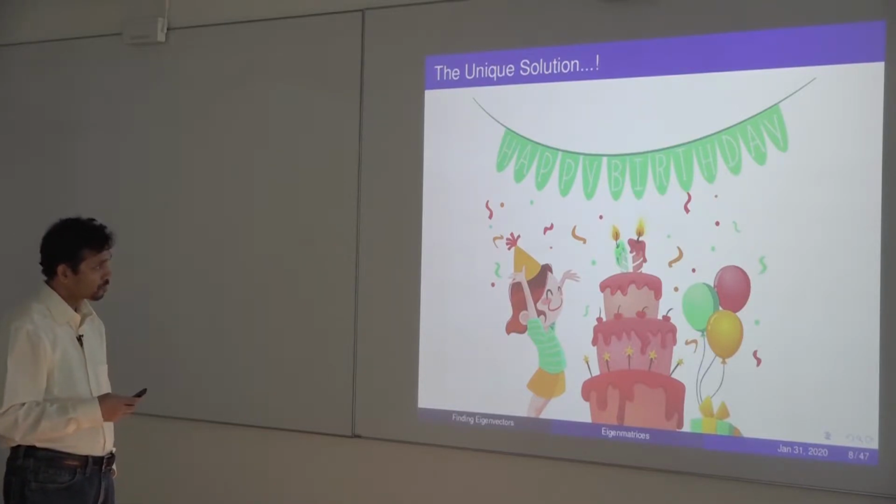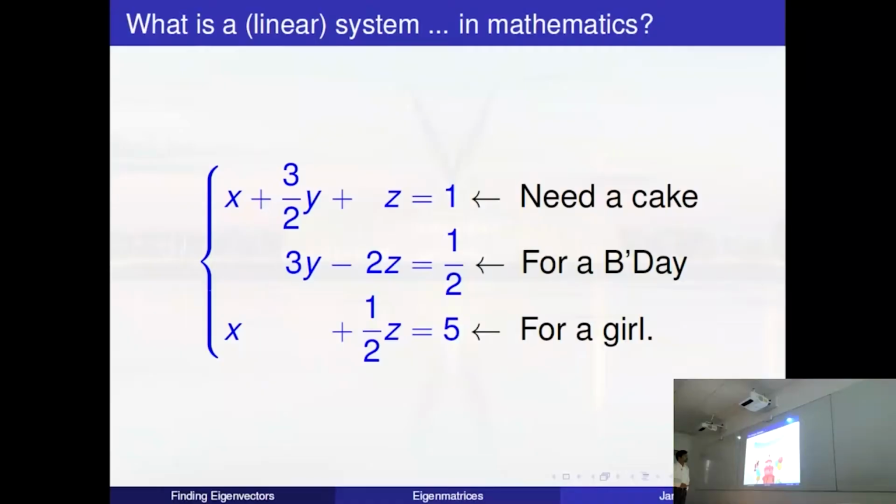And that is like building a system of equations. So let's look at the real theory behind it. You say, okay, give me a cake. That means you write your first equation, and then you get a lot of solutions.